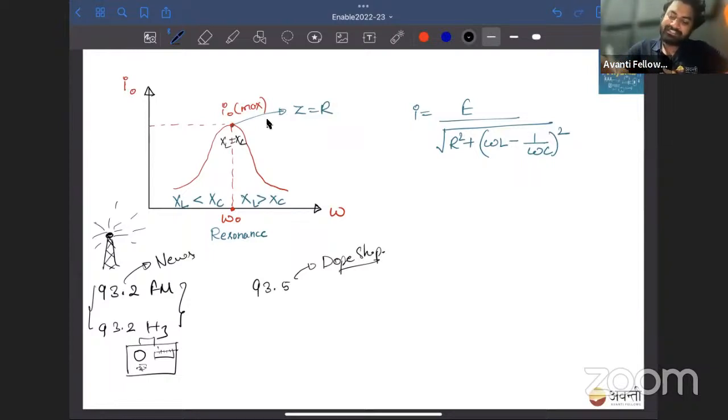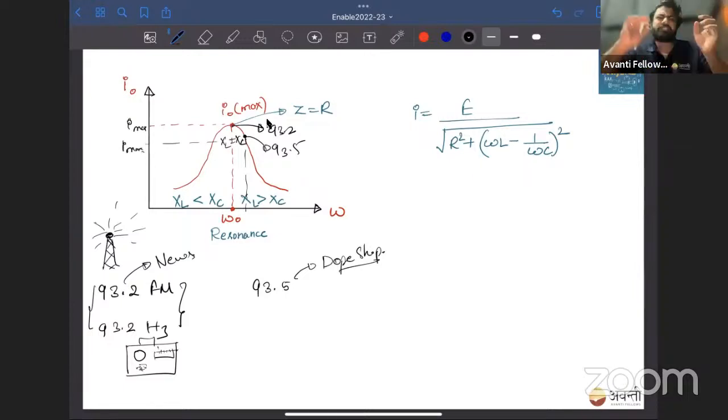So let's say this is the frequency 93.2, and let's say 93.5 is here. Now you can see that here the current is I0, and here also approximately it will be Imax. This is Imax, and here also approximately it will be Imax only. So in both channels, the current is flowing approximately the same. Means you will hear two sounds. Aaj ke mukhya samachar, Navina Dope Shop, something like that mixed up. And that is called signal mixing. Okay, so that should not happen.